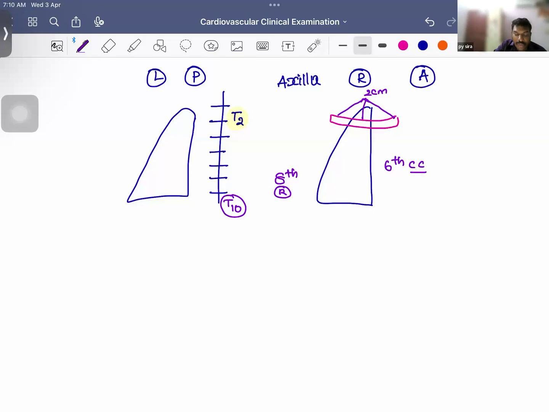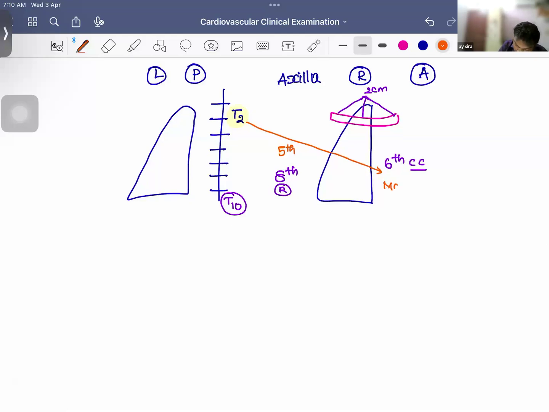First important thing. Then coming to the surface marking of the lung. I told you the T2 spine is a very important part. Now you are going to draw a line which is going to meet the sixth costal cartilage, like this, crossing the axilla at the level of the fifth rib. This is going to form the major lung fissure.